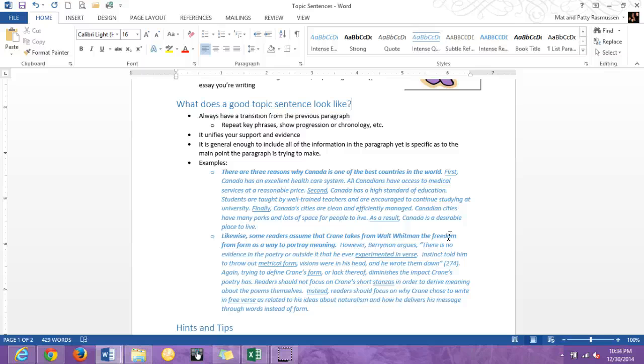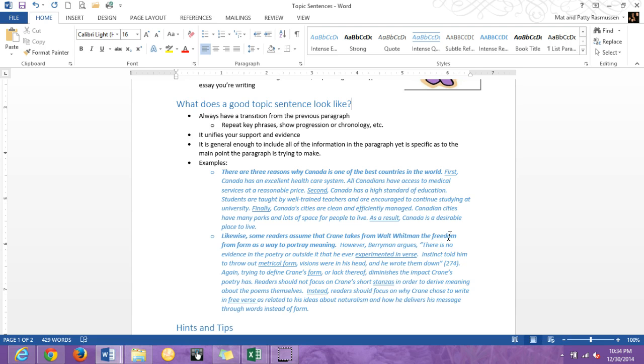Just like your thesis statement, you want your topic sentence to be general enough to include the information within that paragraph, but it also has to be specific because each body paragraph is only supposed to talk about one main point at a time. Sometimes you're going to have a main point that you want to make that takes several paragraphs, but each paragraph is focused on how it's doing that. So every paragraph needs to have one main point and one main purpose.